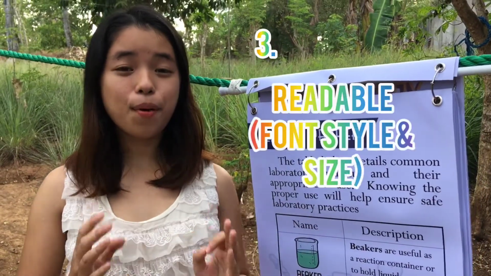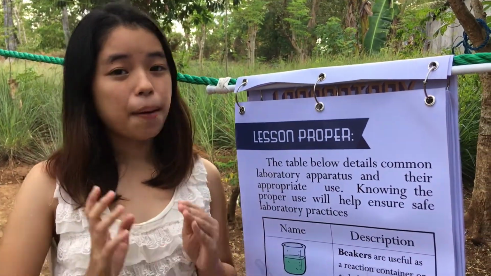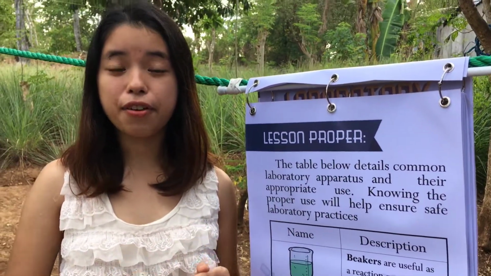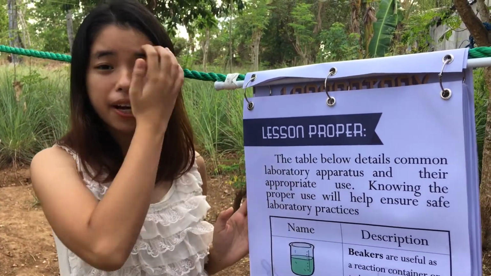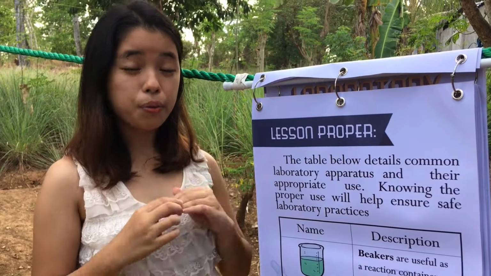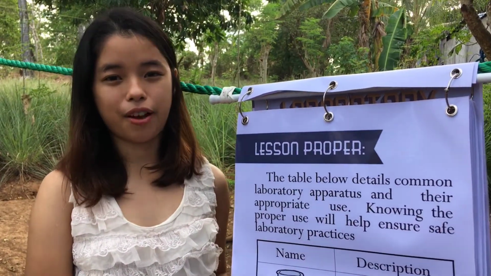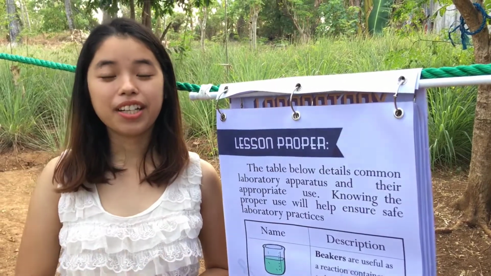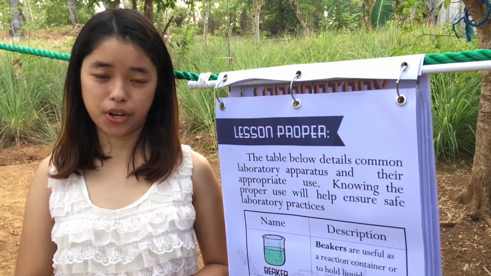Number 3, the most important tip that we must always remember. The letters must be large enough that the farthest student from you can see what was written here. Because if the student cannot read what is written here, then the material is not effective. Now, let's talk about the advantages and disadvantages of using flip charts.